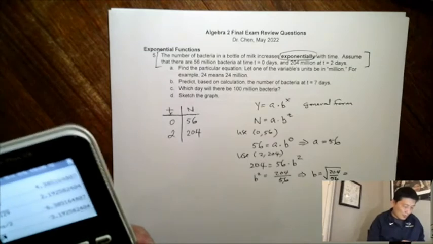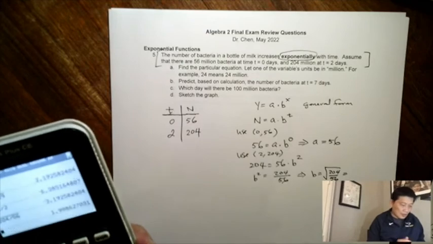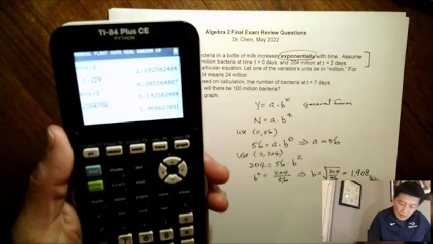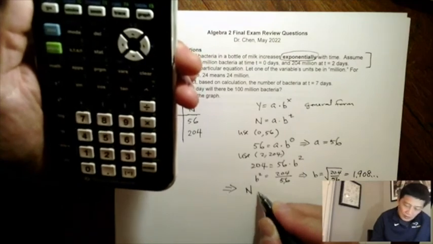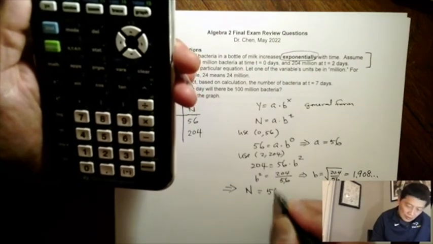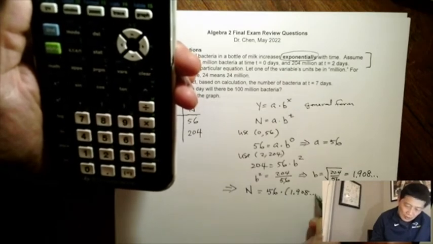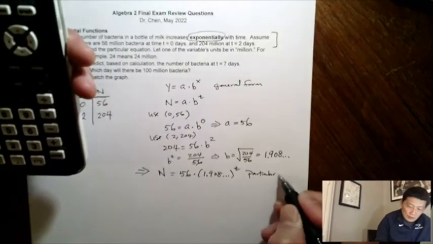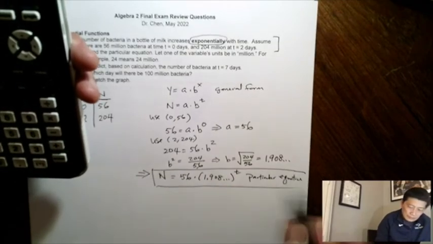And if I use my calculator, square root of 204 divided by 56, I will be given a 1.908... for the value. So my equation is n equal to 56 times parenthesis 1.908... to the t power. This is my particular equation, let me move over here so you can see the particular equation. Does that make sense?